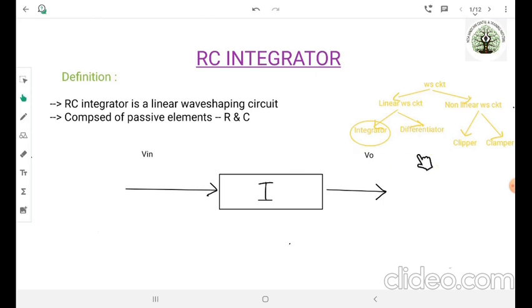Just see here. What is a wave shaping circuit? What are the main functions? What are the different types? That was discussed in the previous video. I am just revising that.